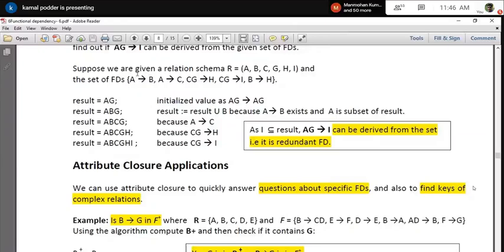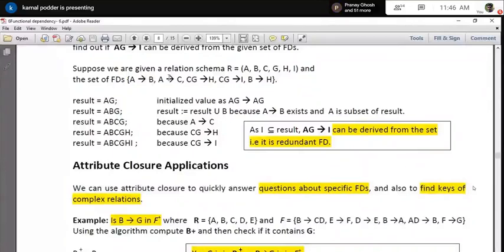So I pick up that FD. A is there, so automatically, as per that algorithm, I should include the B. So I have included it. After examining that, I got this set. Now I examine AC. Next FD I have got, so I got this. I have excluded it from that particular FD set.